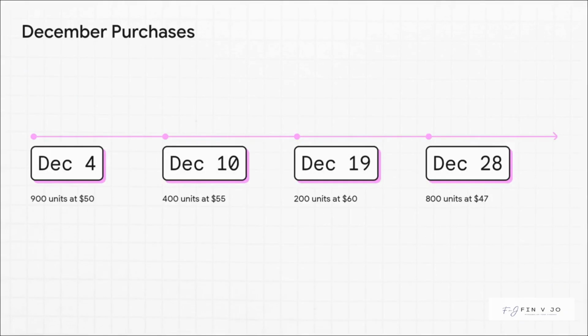Let's ground this with a real-world example from our sources. Imagine a manufacturer buying condensers for radio sets. Over the month of December, they buy batches at wildly different prices. They get 900 units early on at $50 each. Later, 400 units at $55, a tiny batch mid-month at $60. And finally, right at the end on December 28th, they grab 800 units for $47. Under FIFO, we have to track these chronological receipts meticulously.